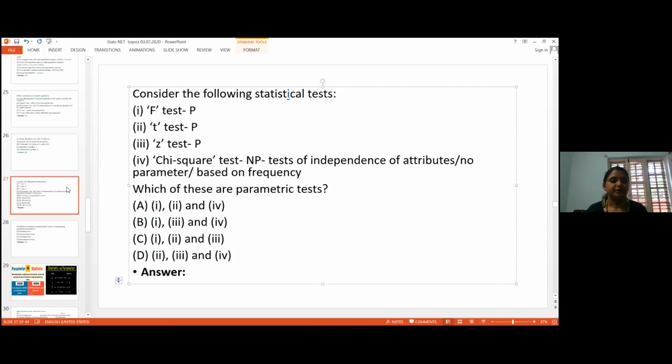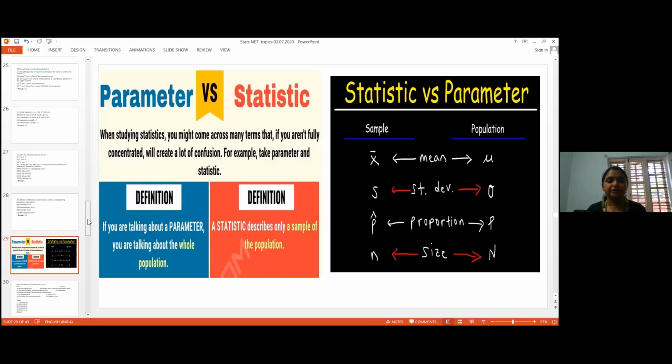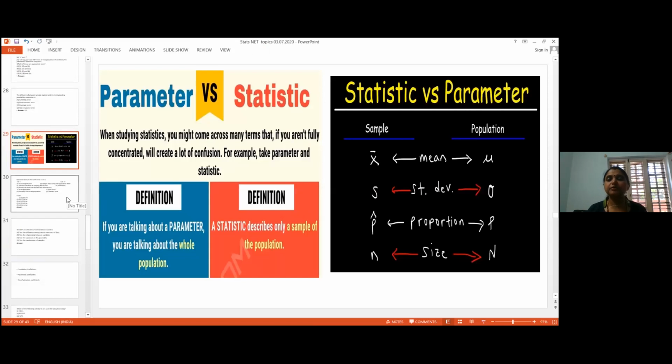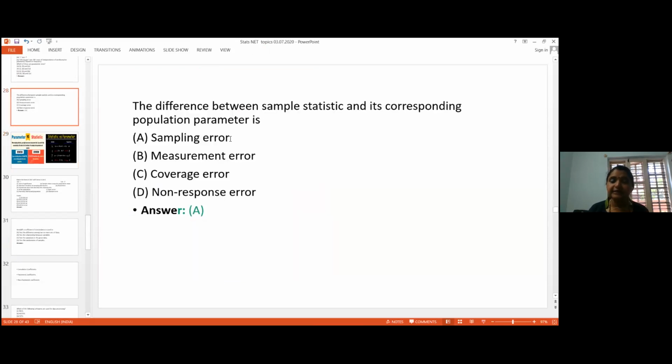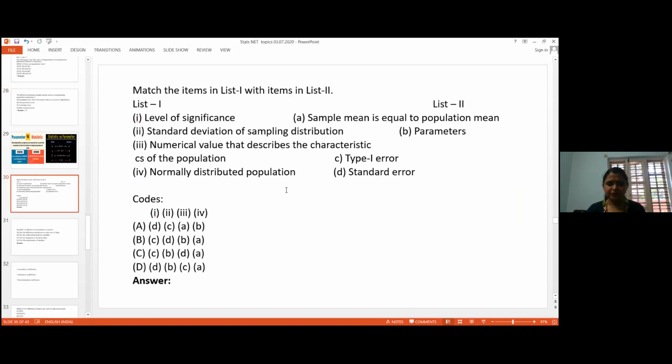So that was the explanation for it, and I hope you understood the difference between population parameter and statistic. The difference between population parameter and statistic basically comes due to sampling error, and this is the reason why we run tests of hypothesis, to run tests of significance. We need to confirm whether there is an actual difference or whether it is a sampling error that is causing the difference.